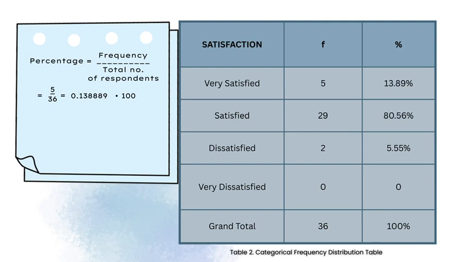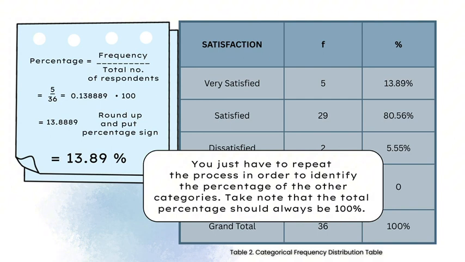So 0.13888 and so on times 100 will be 13.888888. With that, let's just round it up. And then the answer, or the percentage of it, will be 13.89%. You just have to repeat the process in order to identify the percentage of the other categories. Take note that the total percentage should always be 100%.